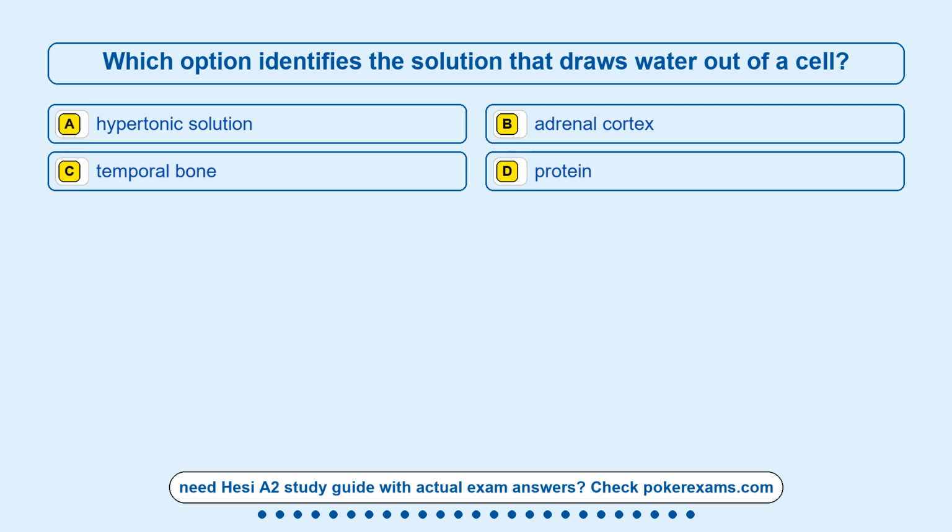Question 4. Which option identifies the solution that draws water out of a cell? Option A, hypertonic solution. Option B, the adrenal cortex. Option C, temporal bone. Option D, protein. The correct answer is option A, hypertonic solution.